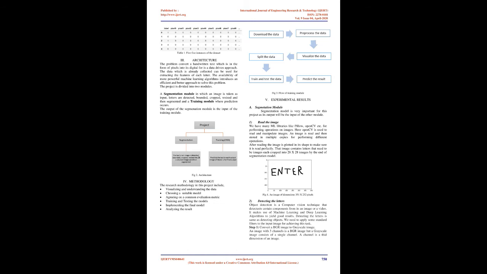The project is divided into 2 modules. A segmentation module, in which an image is taken as input, letters are detected, bounded, cropped, resized and then segmented, and a training module where prediction occurs. The output of the segmentation module is the input of the training module. Fig 2. Architecture for methodology.